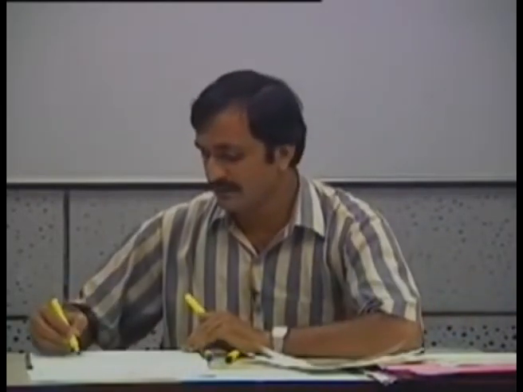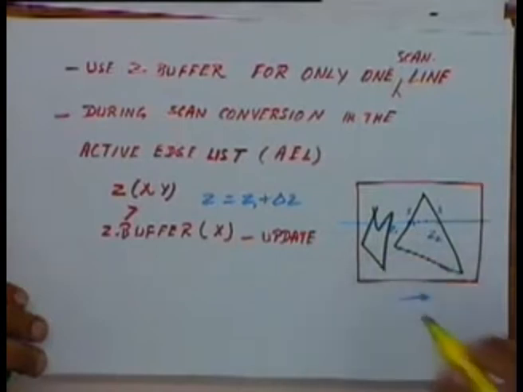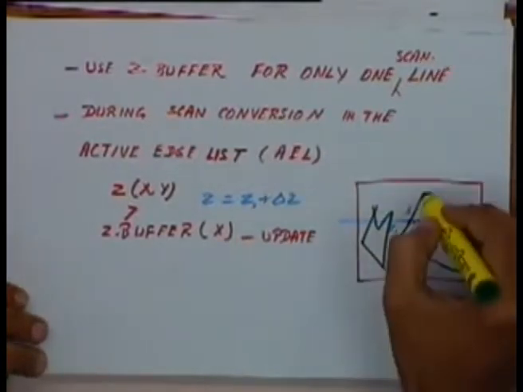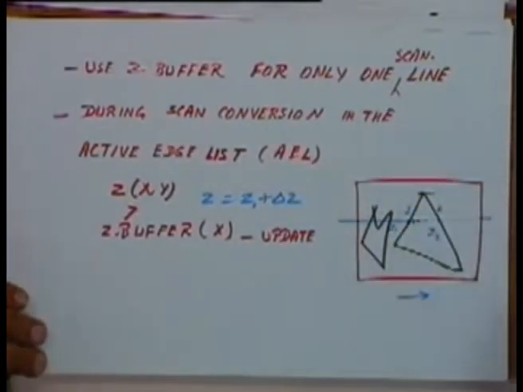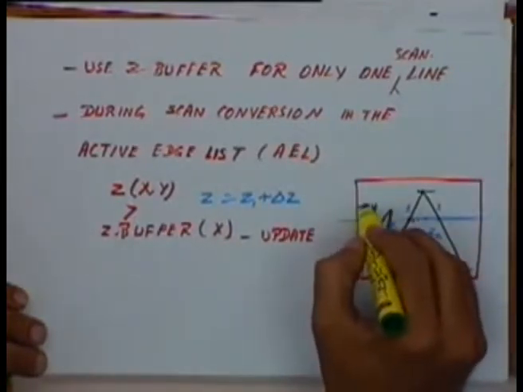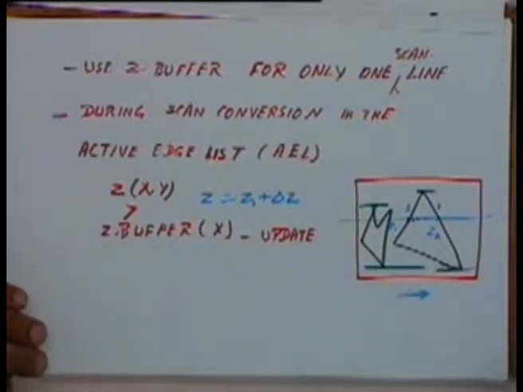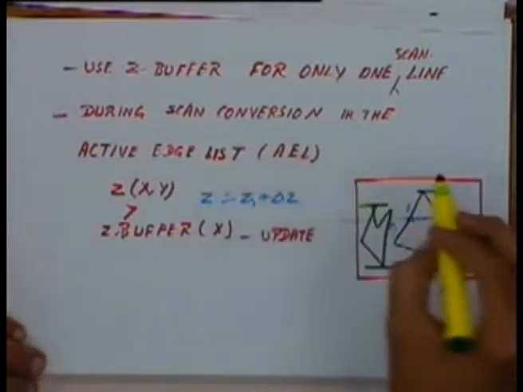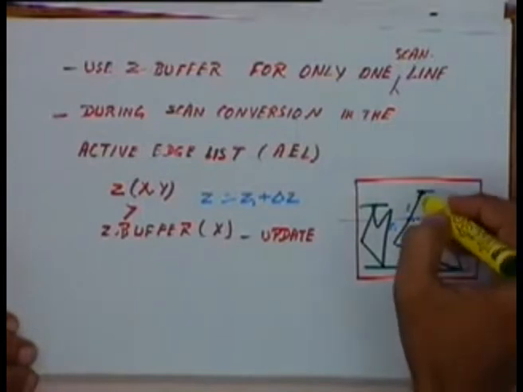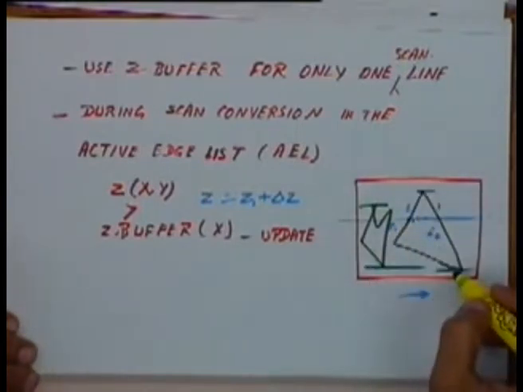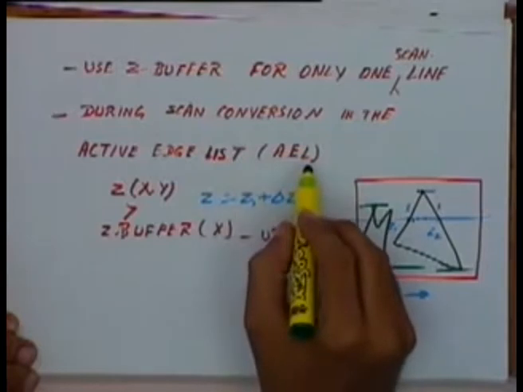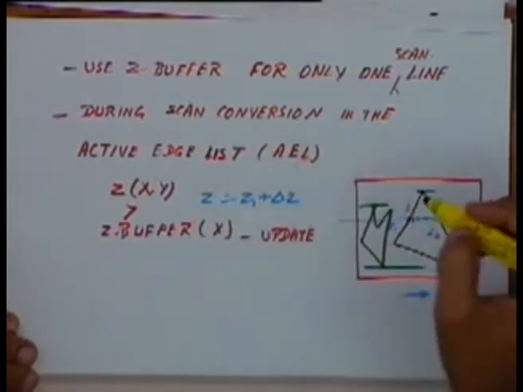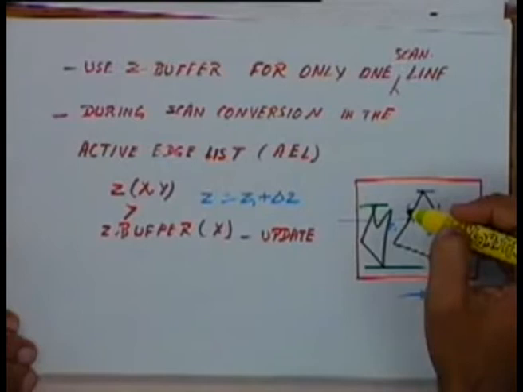See, we have one polygon like this and let's say another polygon which is somewhat like this. This polygon is starting at this scan line and is ending at this scan line. This polygon is starting at this scan line and ending at this. Earlier, if you remember, we were maintaining a list of where our edges are starting. We are maintaining an active edge list.